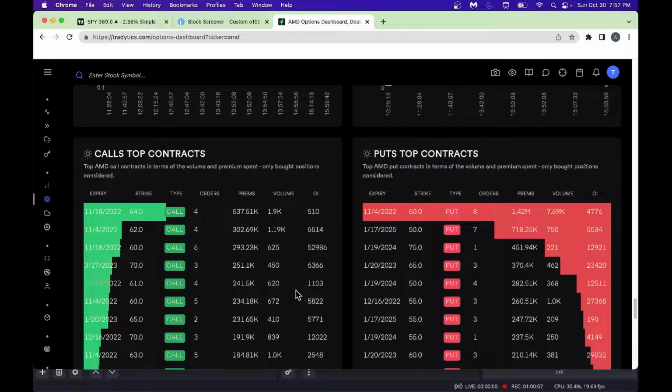And then you've got the same thing we talked about, unusual top contracts. These are the unusual contracts you can buy or sell by looking at this. Look, there is a nice put here, with 8 orders and a nice, high premium.